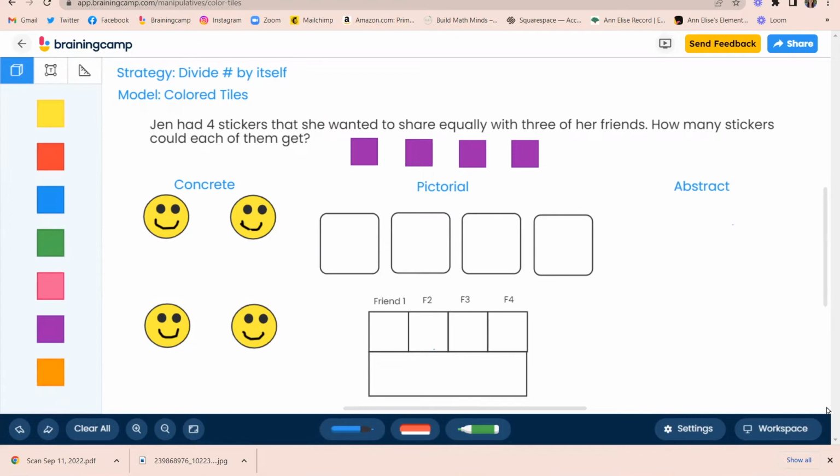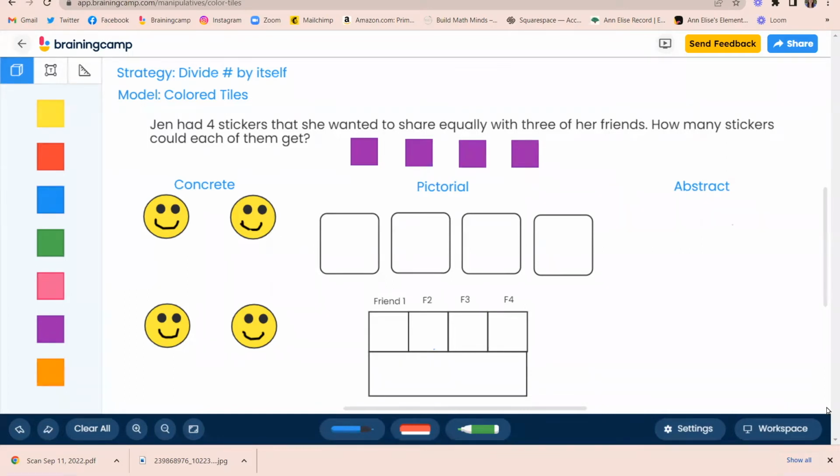The strategy of dividing a number by itself can be pretty tricky for a lot of students, particularly when we only ask it to them as an abstract expression of 4 divided by 4. We want to make sure we're using a context to help them think through that situation when they don't quite know what that answer is going to be and they can't retrieve that from memory yet.